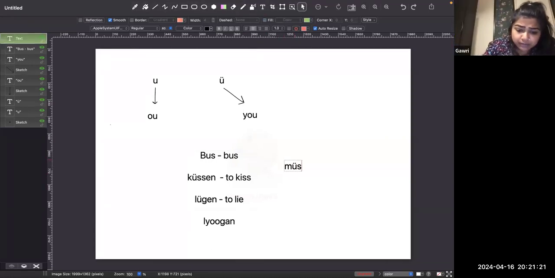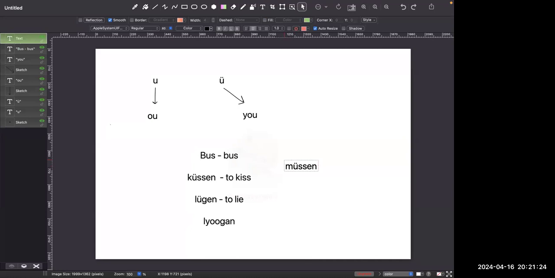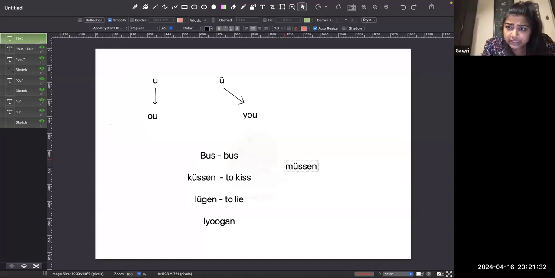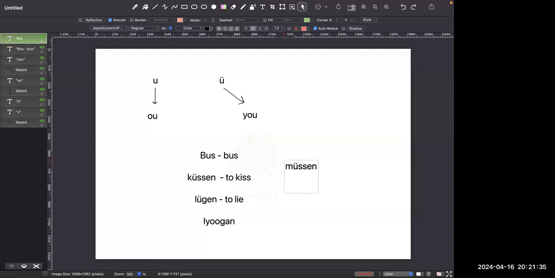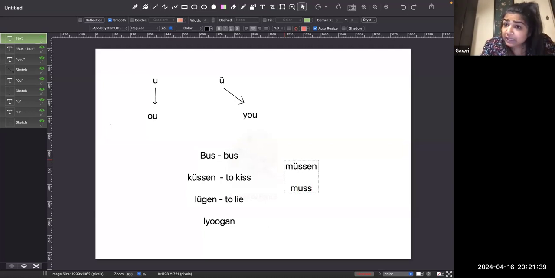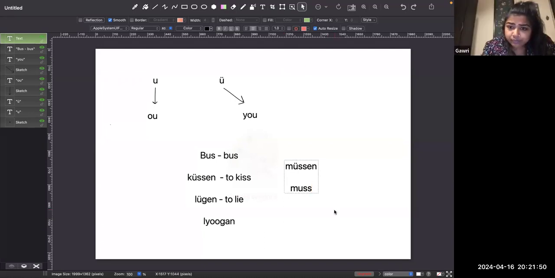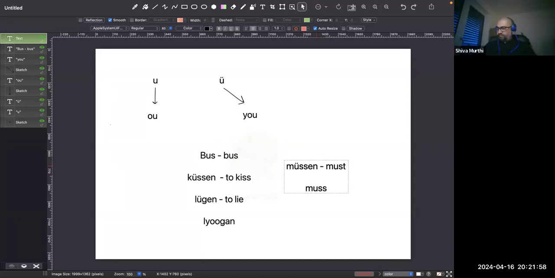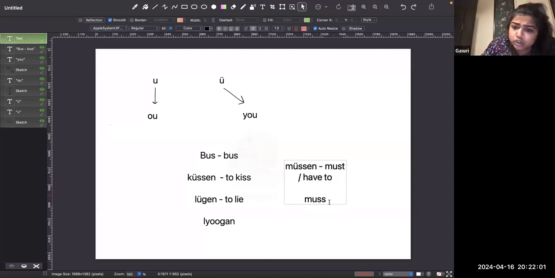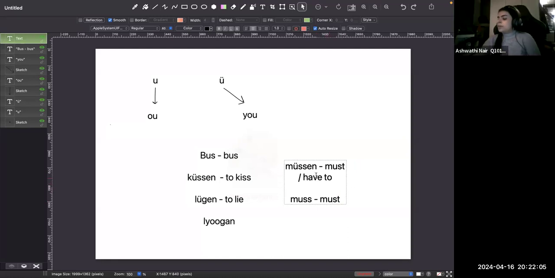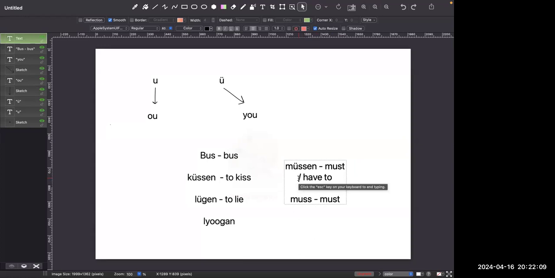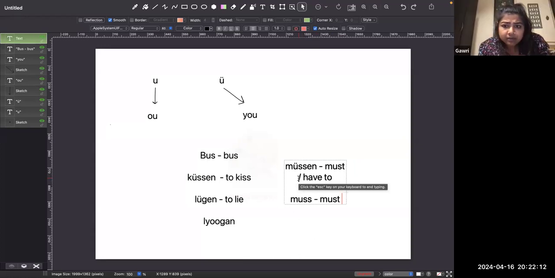Guys, how would you pronounce this word? Musin. And how would you pronounce this word, Mus, without umlaut? Both of these words have almost the same meaning. The first word, Musin, means must or have to, and Mus also means must. They have the same meaning. How to use these words in sentences, this we will learn. First of all, let us learn the pronunciation.